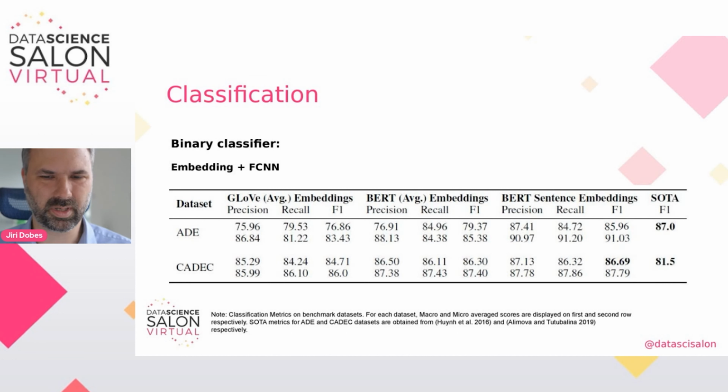So for the classification, we outperformed the state-of-the-art for CADEC. It was 81%. We achieved 86% F1 score. For the adverse drug ADE dataset, we are close to the state-of-the-art. It was like 85, 86% F1, while state-of-the-art is 87. CADEC is a more complex case, so this is probably the reason why the BERT embeddings have an advantage here.